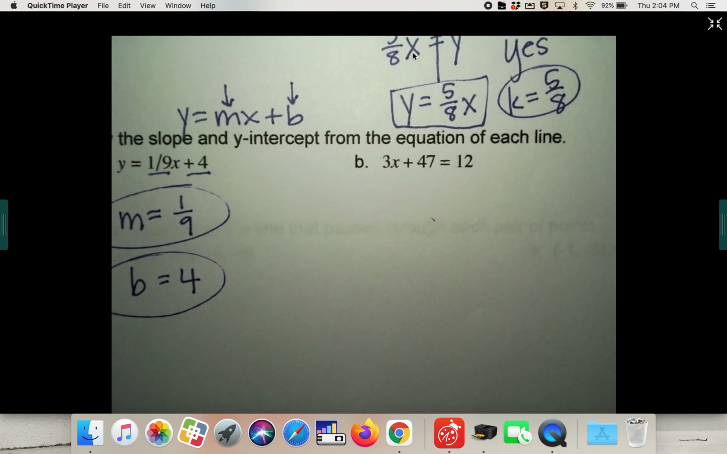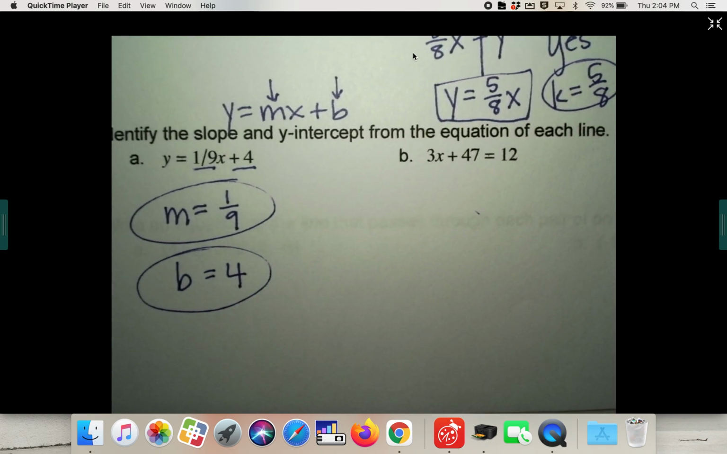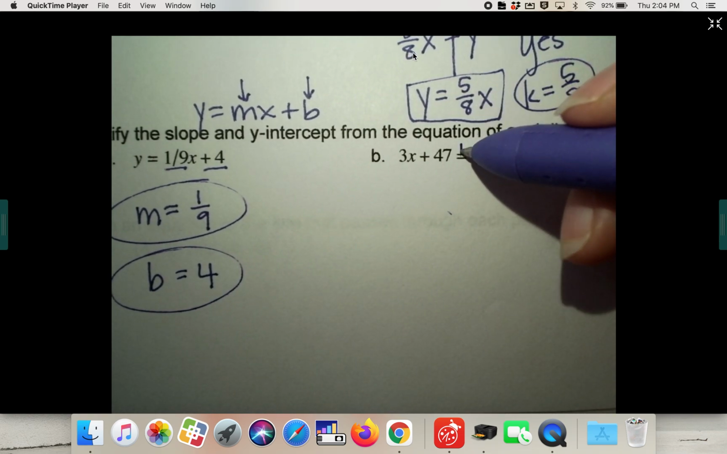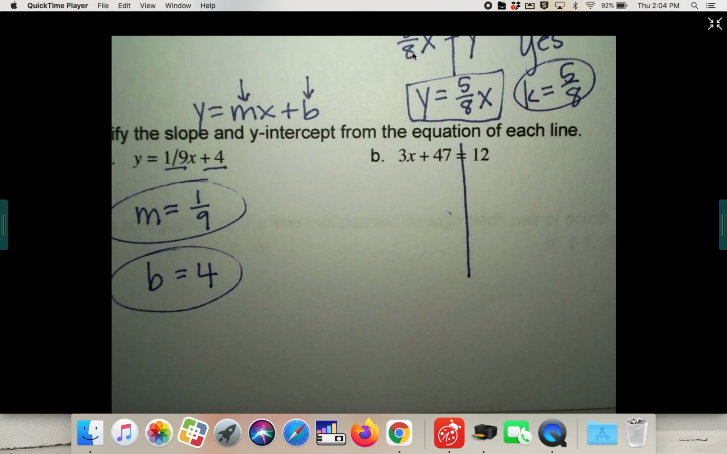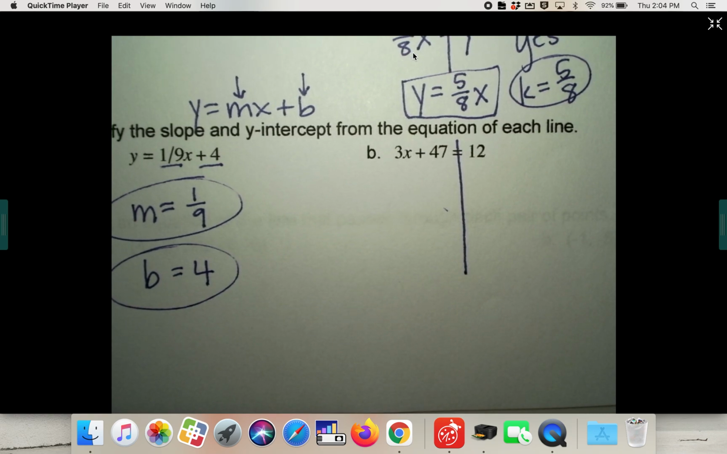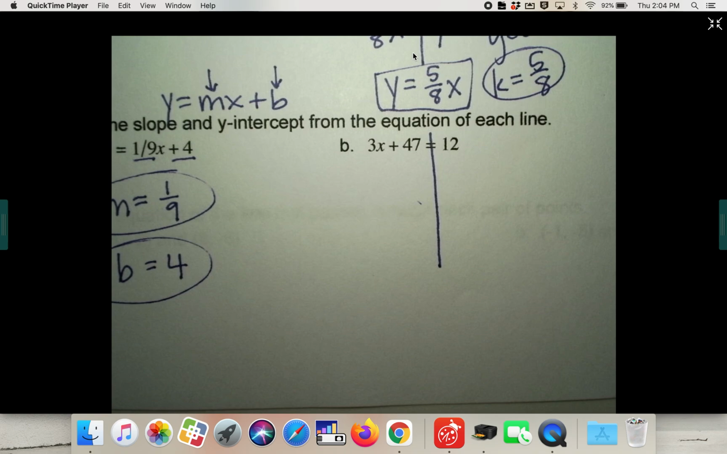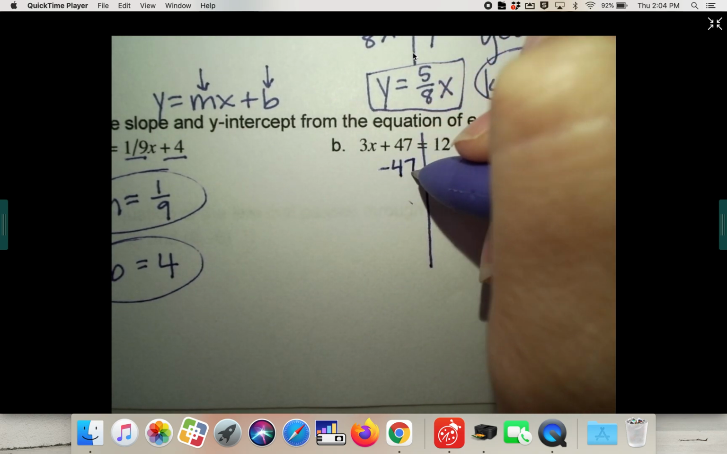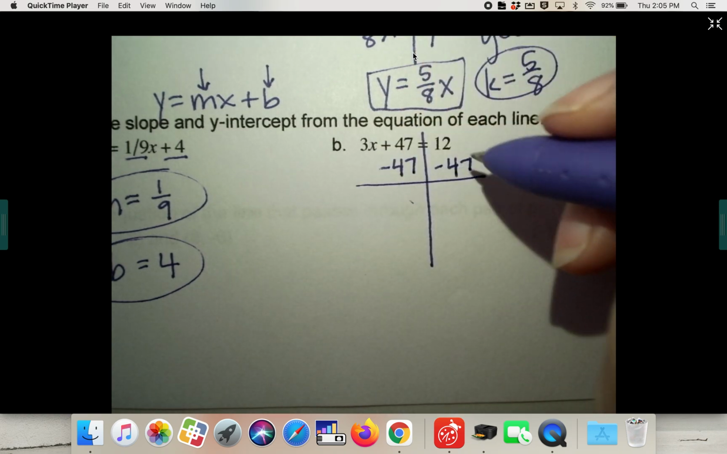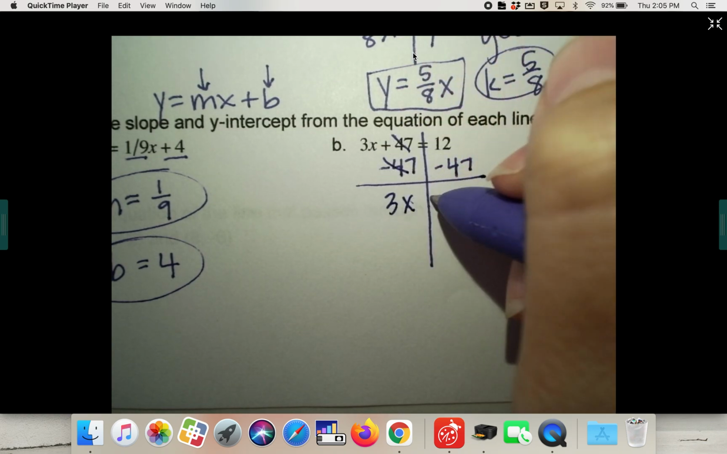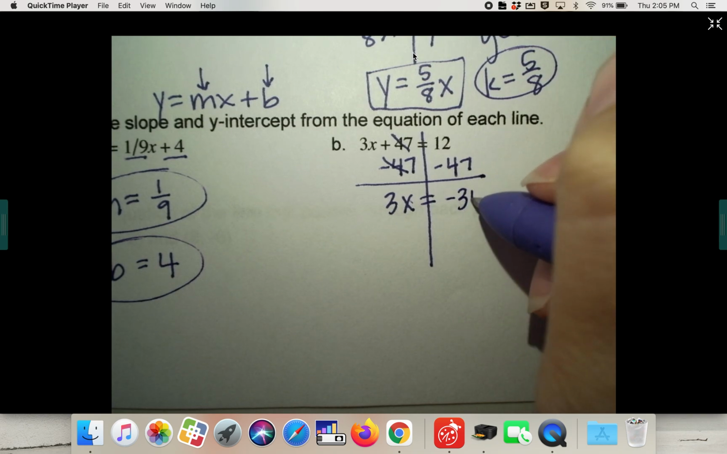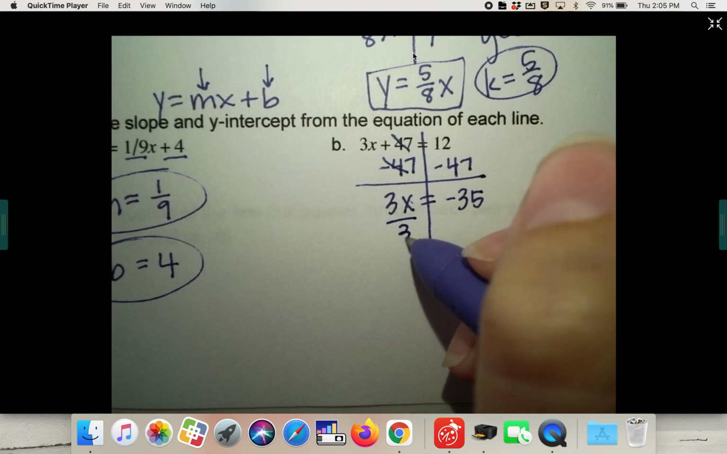Got a little problem on this one because y is not by itself. It's actually not in slope-intercept form. So we are actually going to have to rearrange it, and there's not a y to get by itself, which I'll talk to you about what that means in just a second. But let's go ahead and at least get x by itself. So subtract 47 from both sides. 3x equals whatever 12 minus 47 is, negative 35. Divide both sides by 3.